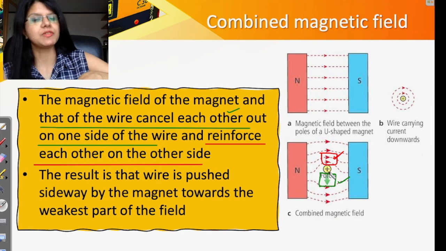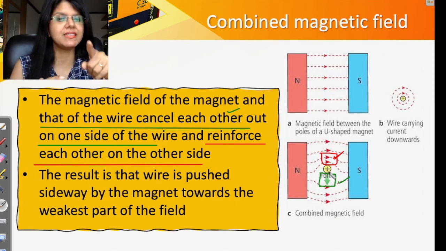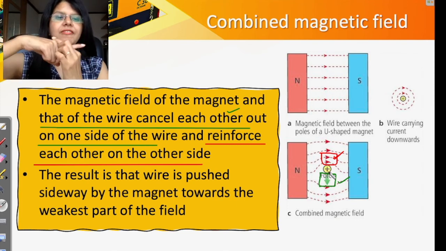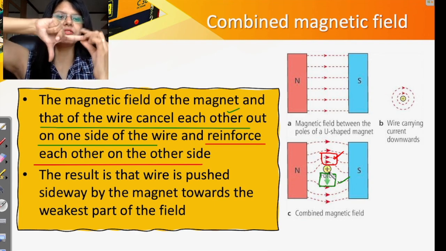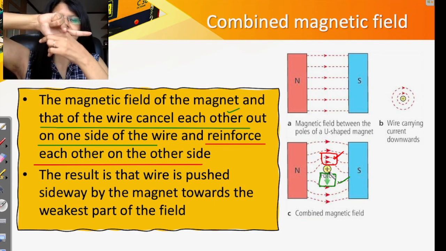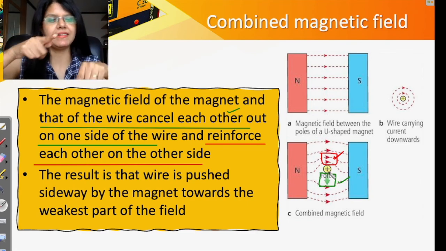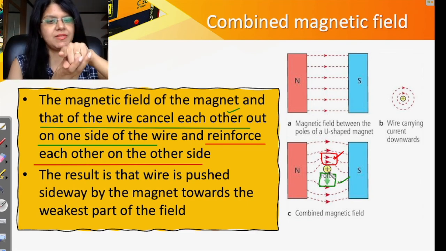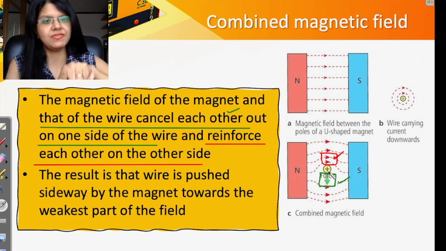Right? You can also use Fleming's left-hand rule to determine the direction of this force. Field north to south, current is moving inside your screen, force experienced downwards. The wire which is carrying the current experiences a force downwards, it moves down.